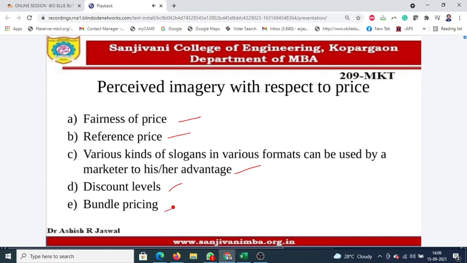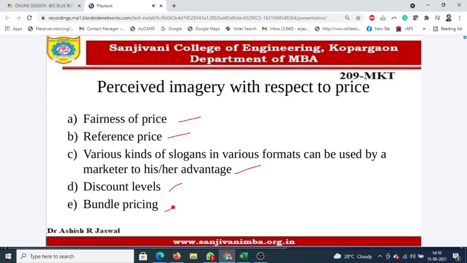What is bundle pricing? When a marketer sells two or more products and or service offerings in a single pack at a special discounted price, it is called bundle pricing. Two or more products as a single pack and moreover at a discounted price is bundle pricing. So what is going to happen?